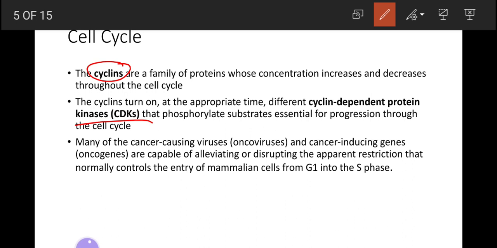Many of the cancer causing viruses, oncoviruses, and cancer inducing genes, oncogenes, are capable of alleviating or disrupting the apparent restriction that may control the entry of a mammalian cell from G1 into the S phase. So the control between G1 and the S phase is lost in many of the viruses and cancer inducing genes.